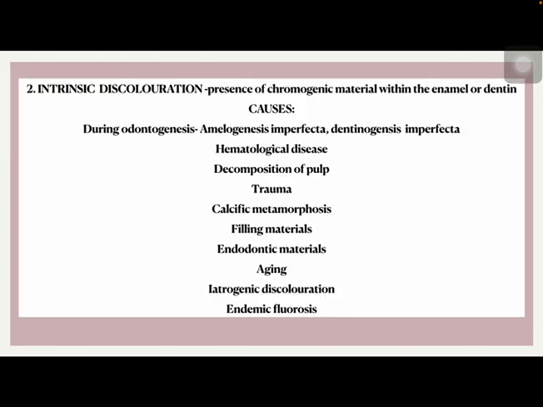And intrinsic discoloration. In intrinsic discoloration, there is presence of chromogen in the enamel as well as in the dentin. Causes are amelogenesis imperfecta, dentinogenesis imperfecta, decomposition of pulp, trauma, filling materials such as amalgam restoration, endodontic materials such as intermediate restorative materials, aging, iatrogenic discolorations, and endemic fluorosis.